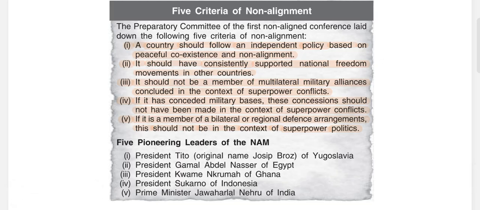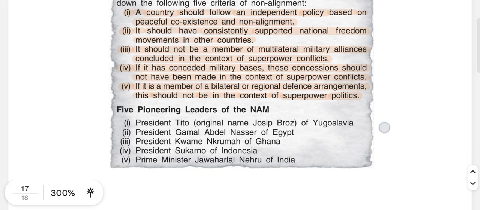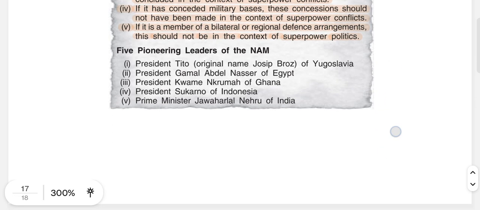Three, it should not be a member of multilateral military alliances concluded in the context of superpower conflicts. Four, if it has conceded military bases, these concessions should not have been made in the context of superpower conflicts. Five, if it is a member of a bilateral or regional defense arrangement, this should not be in the context of superpower politics.